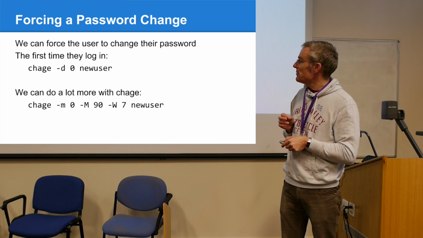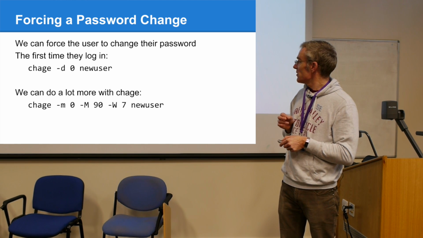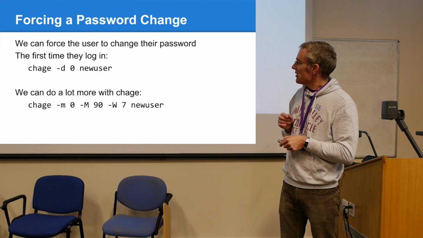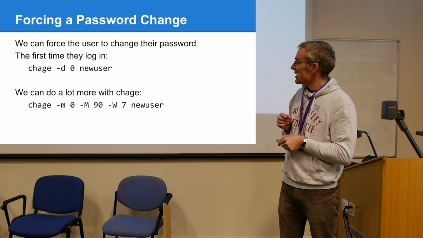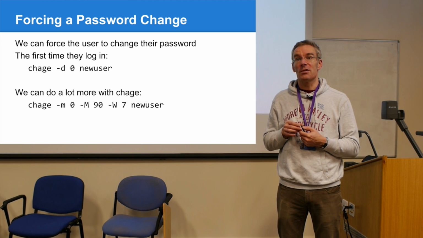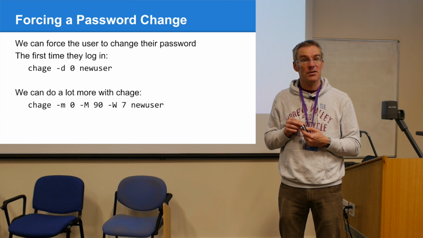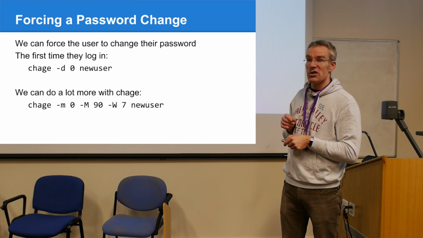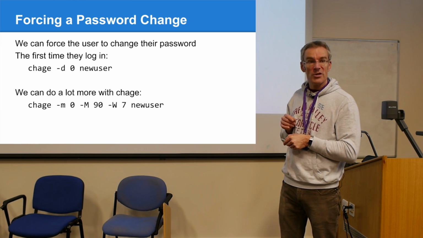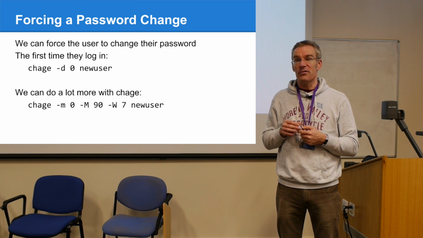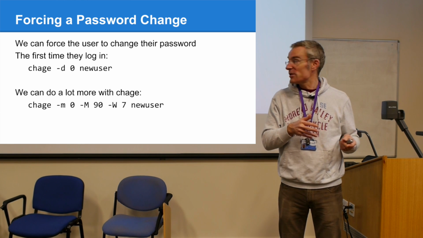So there's the minimum change time. That basically says how soon they should change it. Well, that's 0. That's the maximum. That's 90 days. That's the warning flag. How soon should you warn them to change the password? How many days before it expires? So we're saying here, there's no minimum, so they can change it anytime they want. The maximum is 90 days, and they will be warned 7 days before the deadline to change the password.